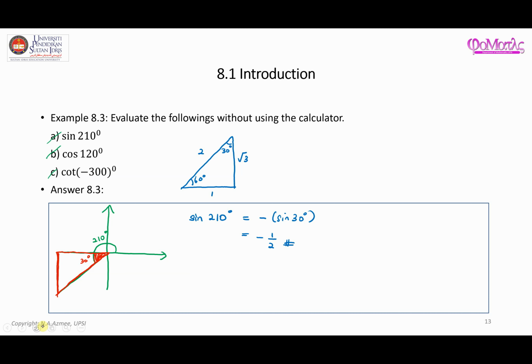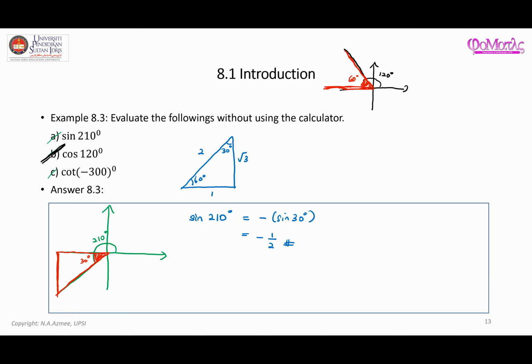Right, next, let's move on to the next question, which is cos 120 degrees. So I'm going to sketch the position of theta. This is 90 and you move on further, so this is 120 degrees. And again, you can work with the reference angle. So the reference angle is this one. If this is 120 degrees, the reference angle theta must be 60 degrees.